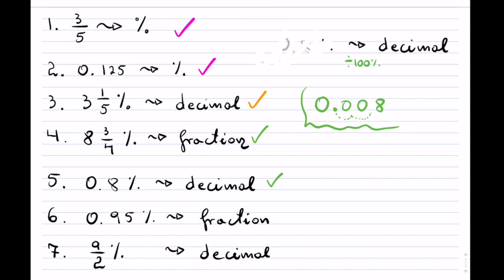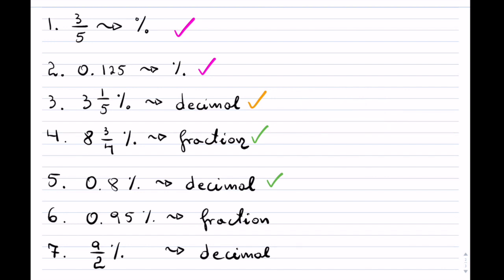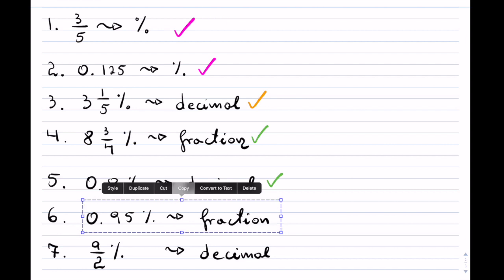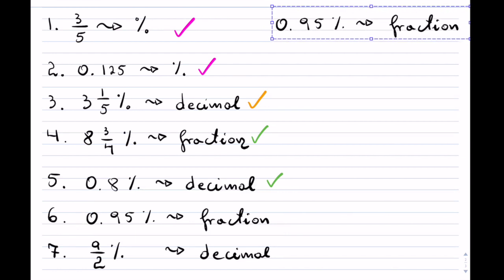Now, what about the next question, which is question 6? For question 6, we have the following, but we want to change this to a fraction. So again, I have to divide this by 100. Okay? So now division by 100. Because it's a decimal percent, I will first convert the decimal to a fraction, and then I will divide by 100.